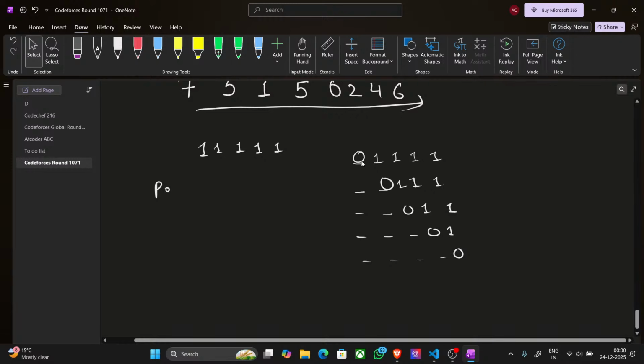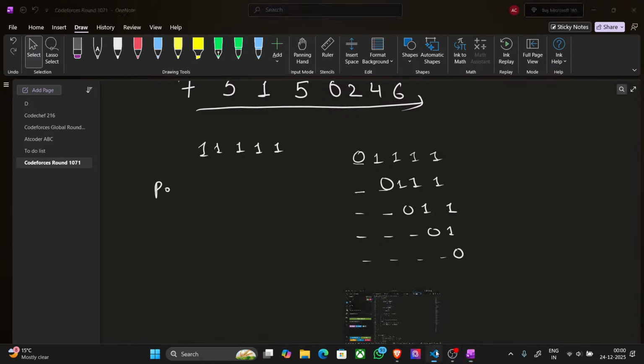As you can see, the pattern looks like this. You set the first bit as 0, then all are ones. Then in this place, anyone, 1 or 0, can come, then 0, 1, 1, then any bit 0 or 1, then 0, 1, 1, then any bit 0 or 1, then any bit 0. Okay, so let's move toward the solution part.